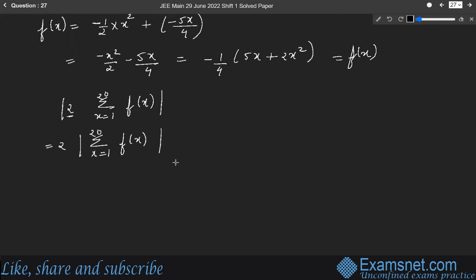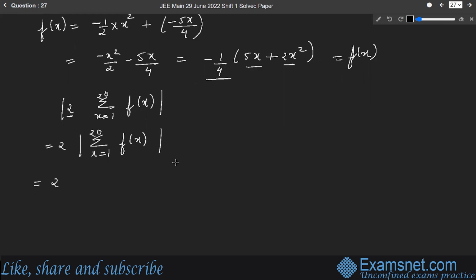Because we have to find 2 into (f of 1 plus f of 2 plus f of 3 and so on up to f of 20), it means that there is a summation and the numbers are from 1 to 20. Now what is f of x? We have to put the value of f of x here. F of x is minus 1 by 4 into (5x plus 2x square).